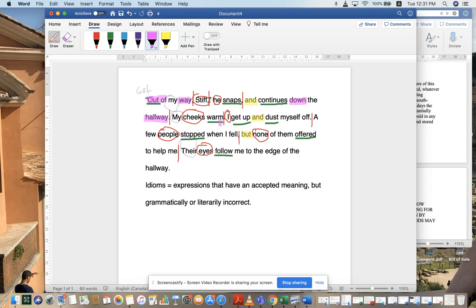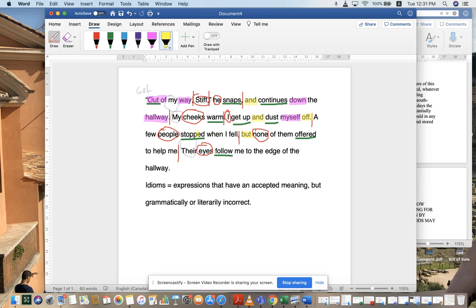Then my cheeks warm, that was done. I get up and dust. What do I dust? Myself. And how do I dust myself? I dust off. Okay, that's an adverb, in case you didn't know. Okay, so to dust off is to dust, predicate, and then how you dust it is dust off.